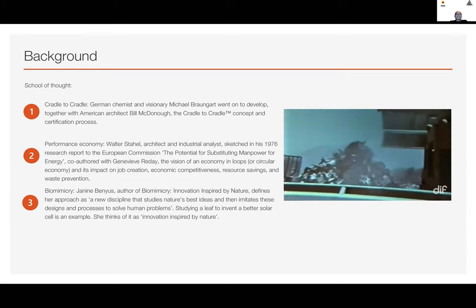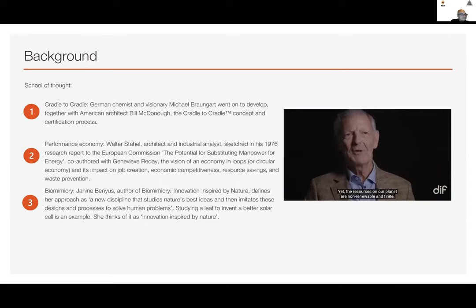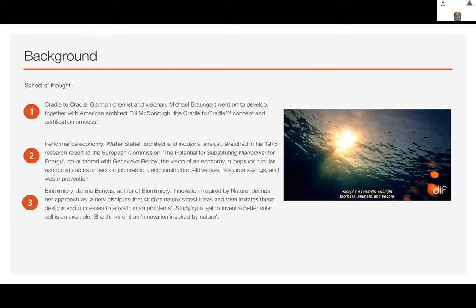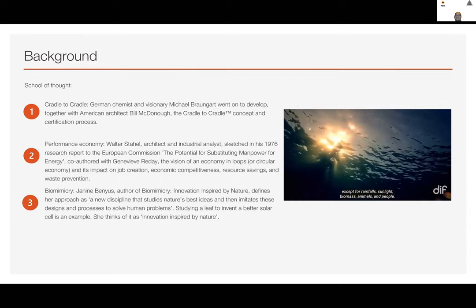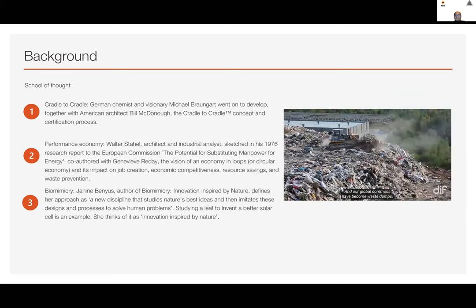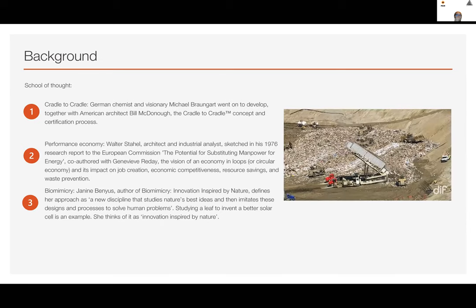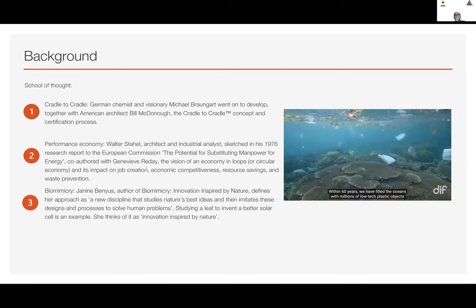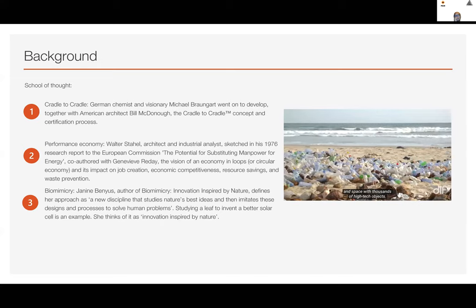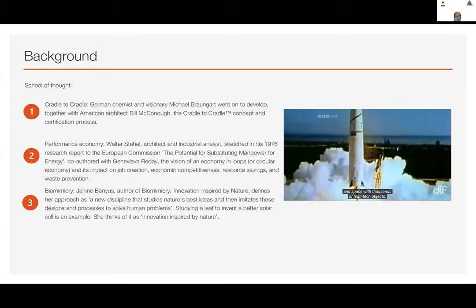Yet the resources on our planet are non-renewable and finite, except for rainfall, sunlight, biomass, animals, and people. And our global commons have become waste dumps. Within 60 years, we have filled the oceans with millions of low-tech plastic objects and space with thousands of high-tech objects.